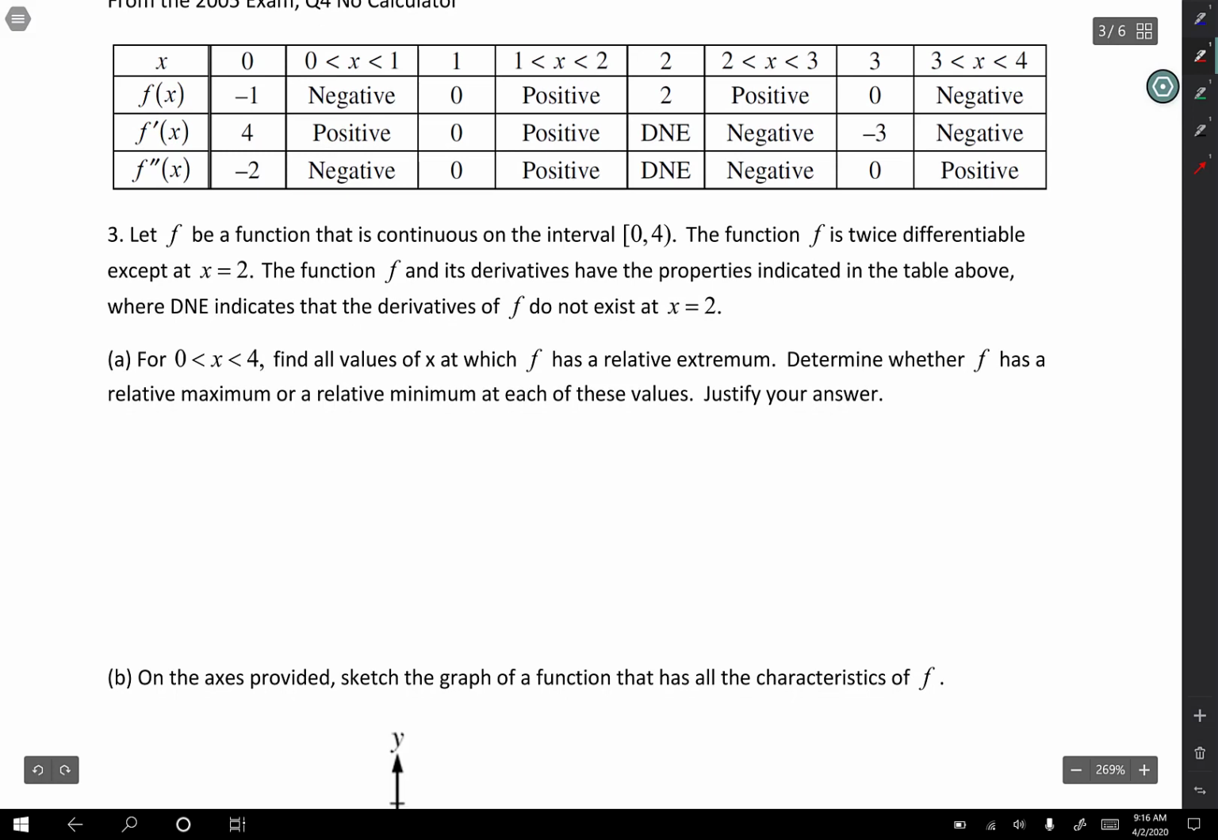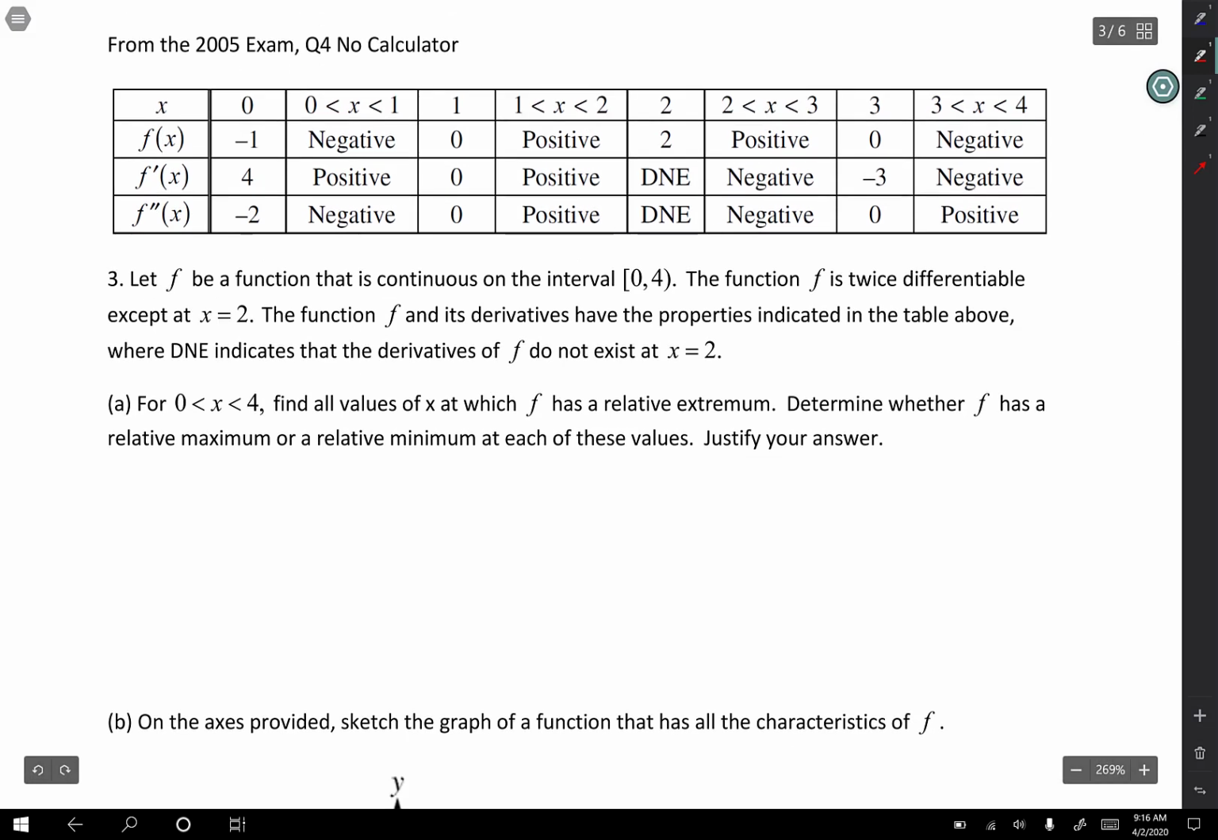Excuse me. All right. This is from 2005, question 4. No calculator as always. So what do we have? F prime, and f double prime. And it looks like we have just negative positives and a few values for f, f prime and f double prime here and there. Okay, it looks like we're good.